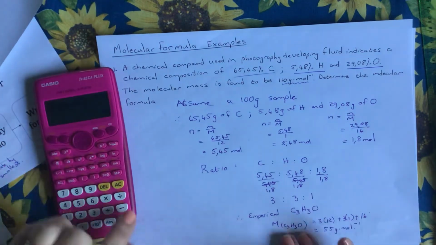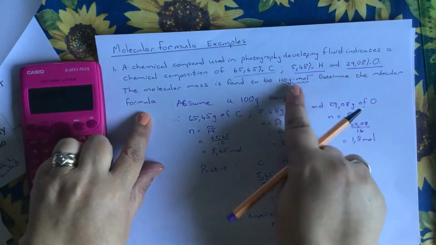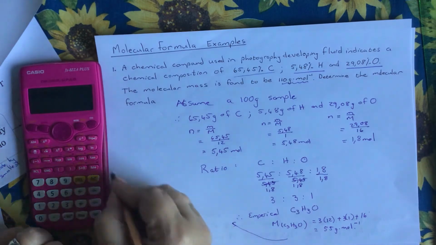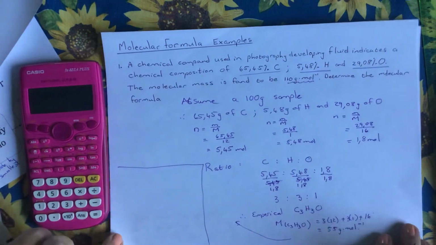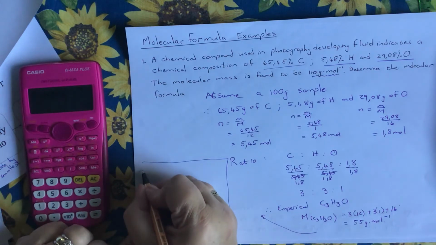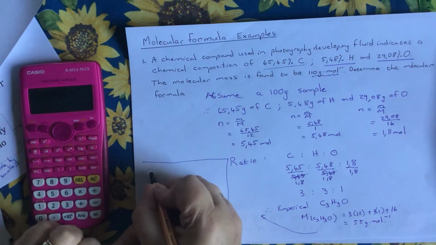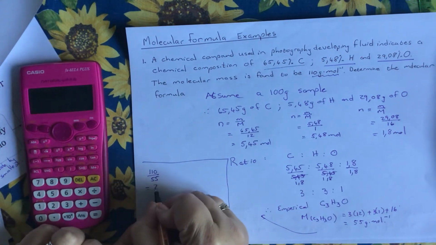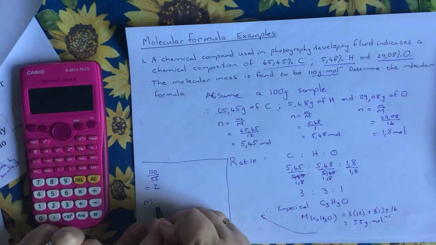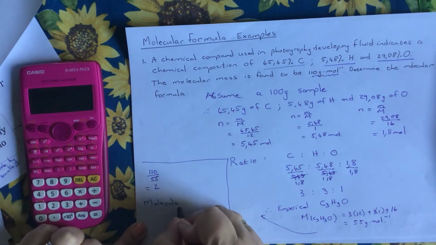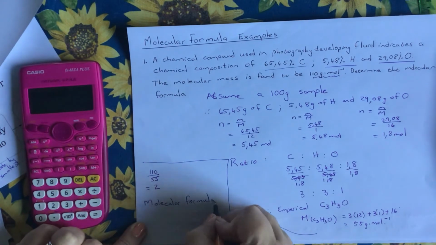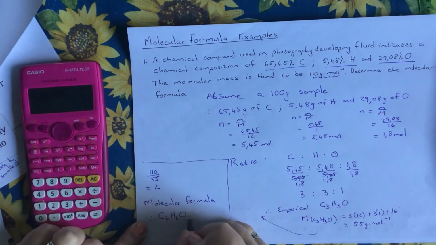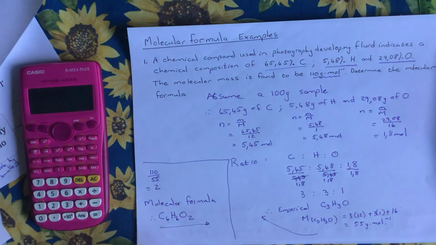Right. So now to find the molecular formula, I'm going to use this molar mass: 110 over the 55, which gives me a ratio of 2. So my molecular formula is C6H6O2. Right, straightforward.